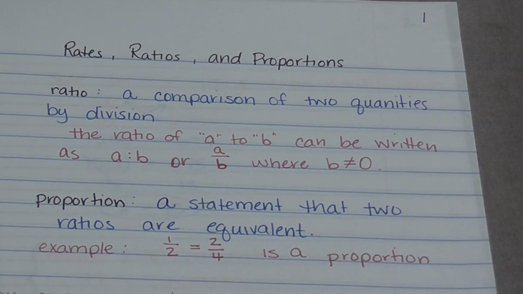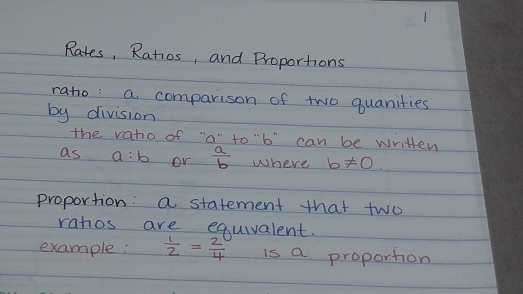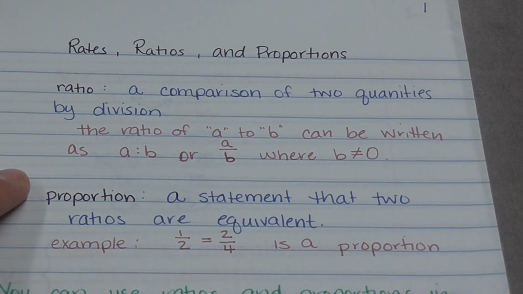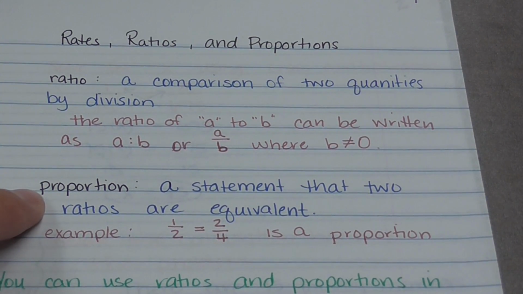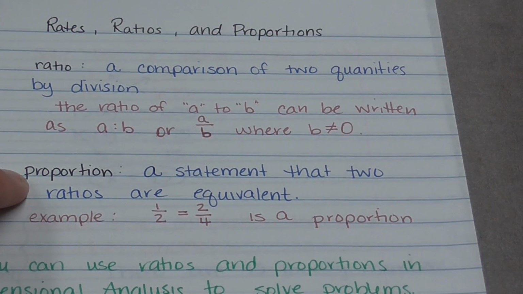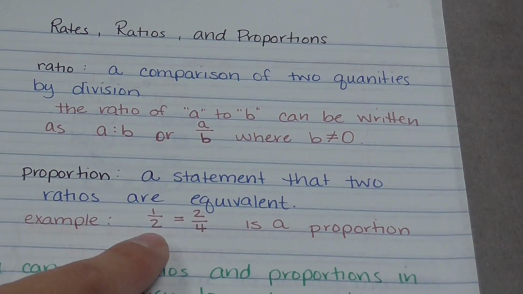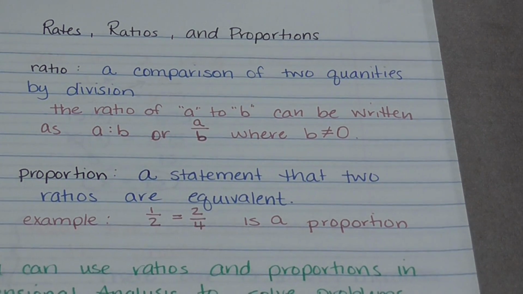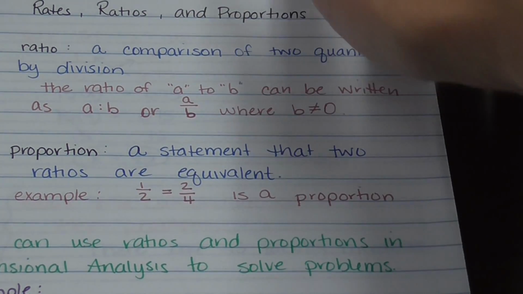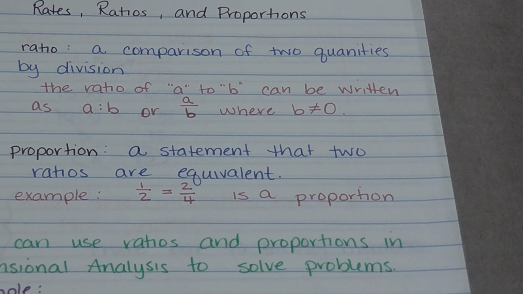So a proportion is a statement that two ratios are equivalent. The difference between a ratio and a proportion is that a ratio is just the fraction, while a proportion is two fractions that are equal to each other. A real basic example is 1/2 is equal to 2/4. So that's a proportion. All right. You can use ratios and proportions in dimensional analysis to solve problems.